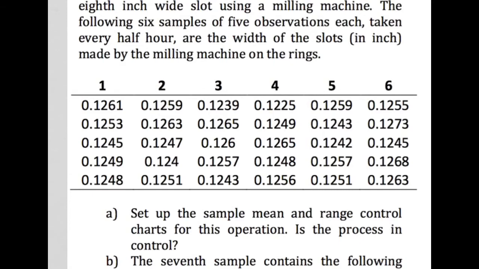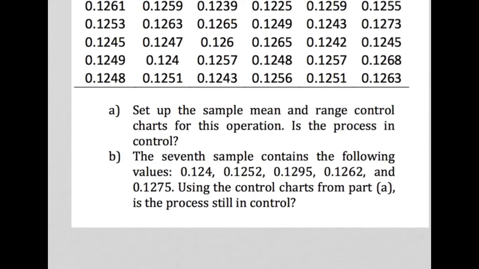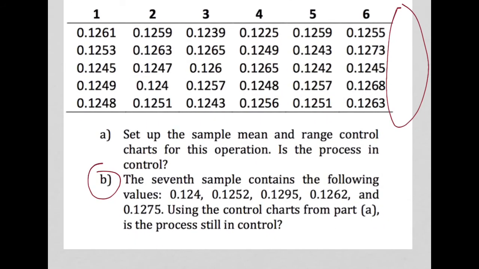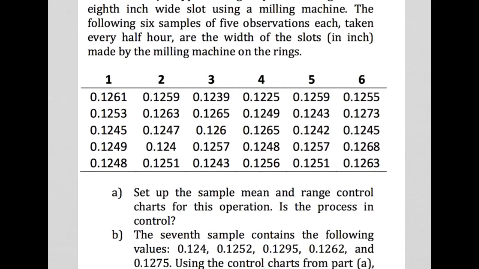Part A: set up the sample mean and range control charts for this operation. Is the process in control? We know how to do that. We're going to create the charts, calculate upper control limits and lower control limits, and plot the X bars, as we did last question. We're also going to do the same thing for the range. Then part B asks: let's say there is a 7th sample. They give us the data for what's in the 7th sample. Using those control charts, is the process still under control? We're going to do those calculations next.